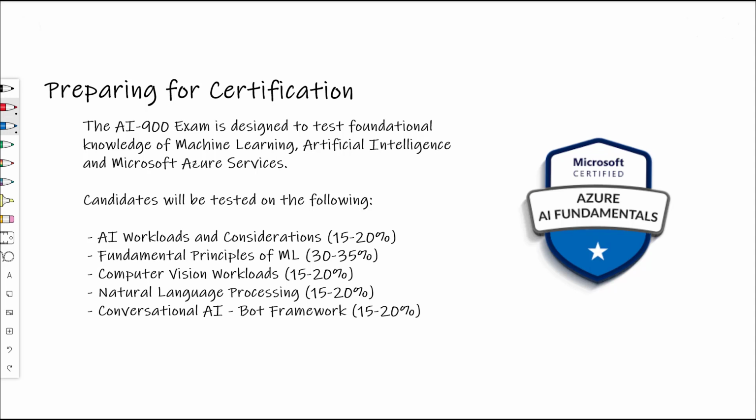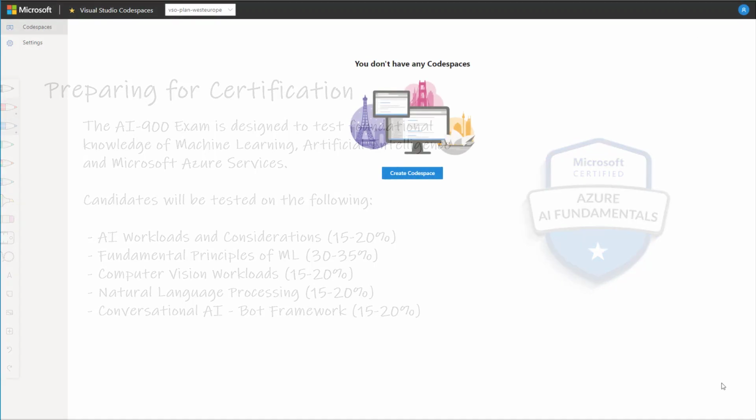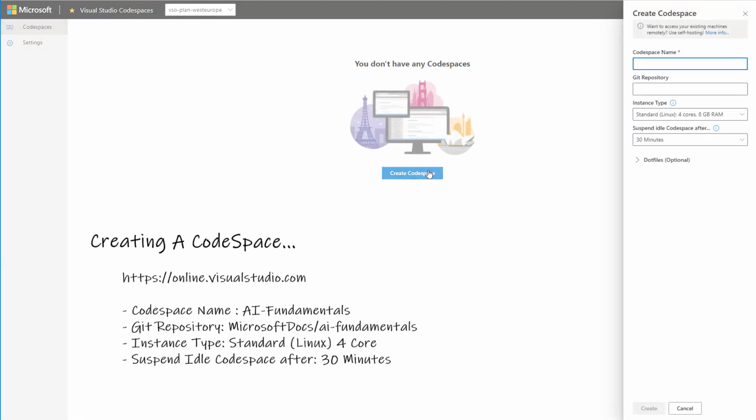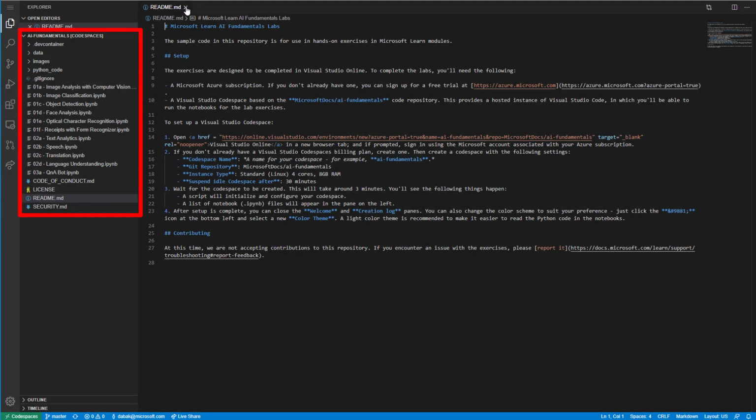If you're following along, the good news is you won't need to install any special software. We can simply use the Azure portal and Visual Studio code spaces for our development environment. Setting this up is super easy. Simply head over to online.visualstudio.com and create a new code space by providing a name and the AI Fundamentals Git repository. Microsoft will then create the necessary services and configure the labs needed to complete the exercises in the course.